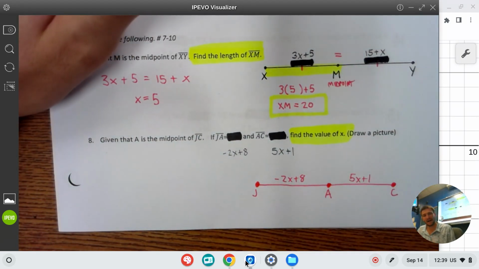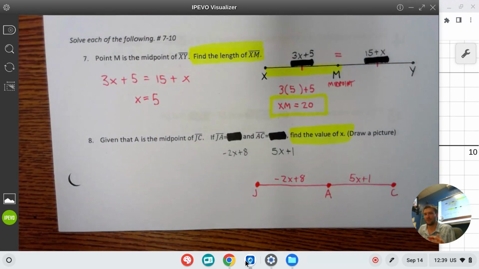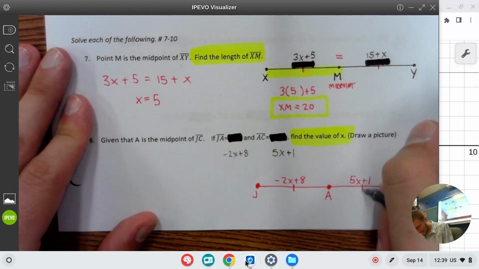And what is our final answer going to be? Just the x. Just the x, okay? We don't need to plug anything in. It just wants x. How do I set this up? If I know they're midpoints, then I know they're equal.